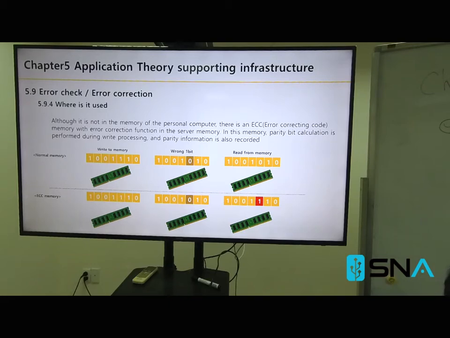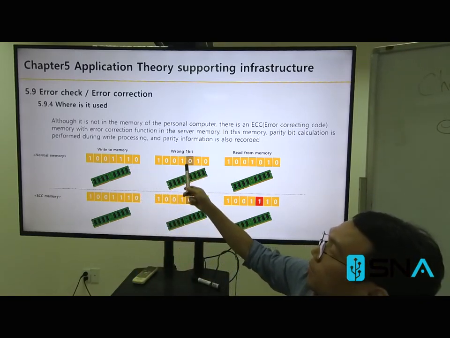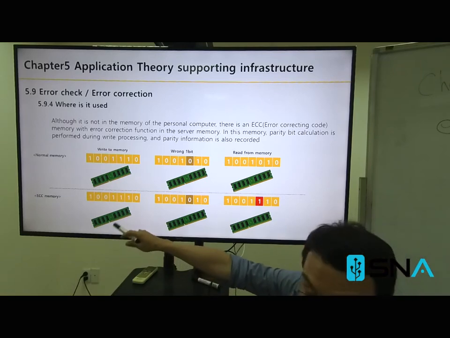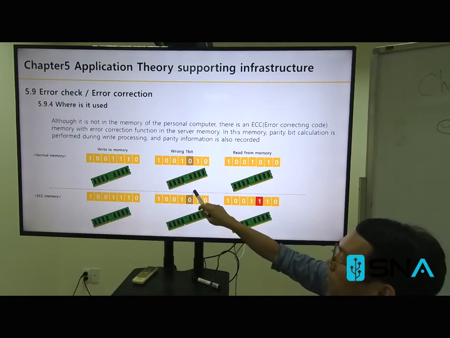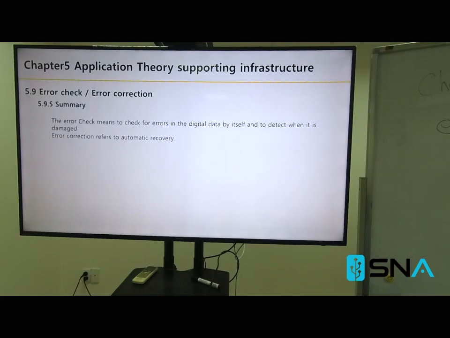In this memory, parity bit calculation is performed during the writing process, and parity information is also recorded. Normal memory just writes to memory and reads from memory, and that's all. But when using ECC memory, there is a way to check and correct. So error check means checking for errors in the digital data by itself and detecting when it is damaged. Error correction refers to automatic recovery.